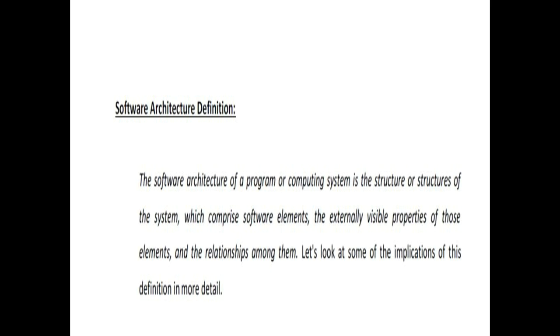The software architecture of a program or computing system is the structure or structures of the system, which comprises software elements, their externally visible properties, and the relationships among them. This represents that in order to develop an architecture, first of all, we need to identify the different software elements it consists of. After that, we need to identify the properties. And we need to show the relationships among them.